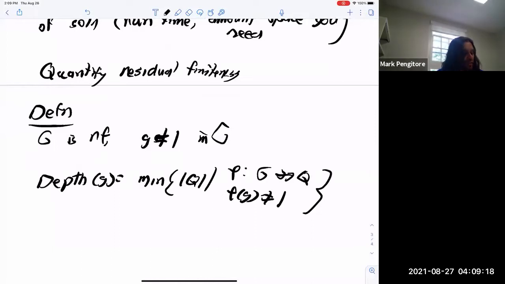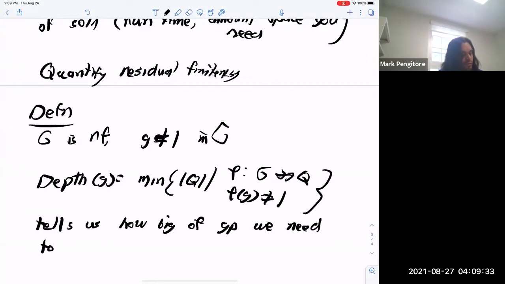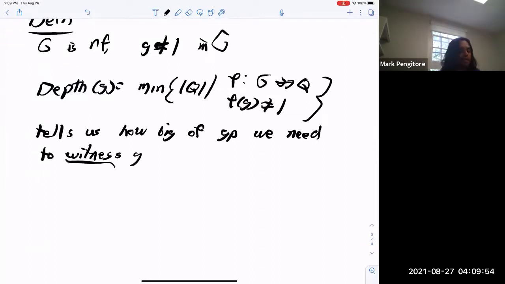So there are many ways to interpret this, but one way to look at this is it tells us how big of a group we need to see g. We need to witness or see g. Now, it's important to give credit. This was introduced by Bou-Rabee in his paper in 2010. Okay. Now, we have a way to measure how hard it is to detect a single element with finite quotients.